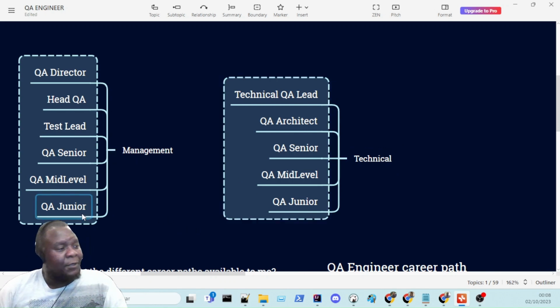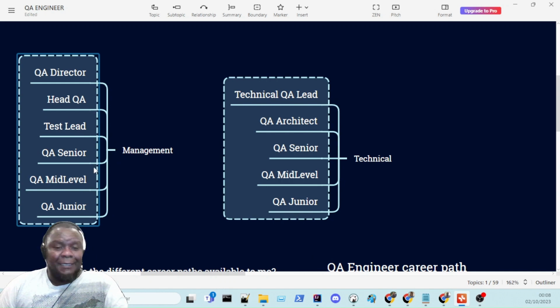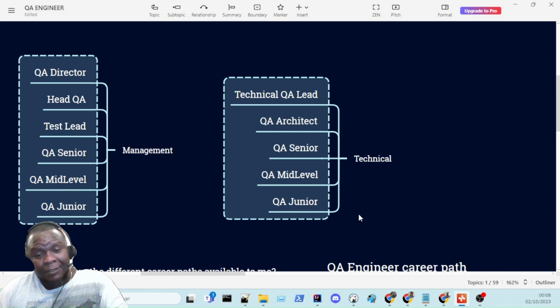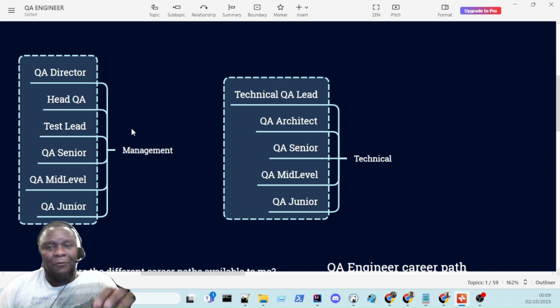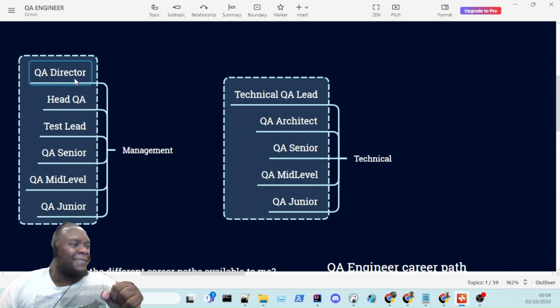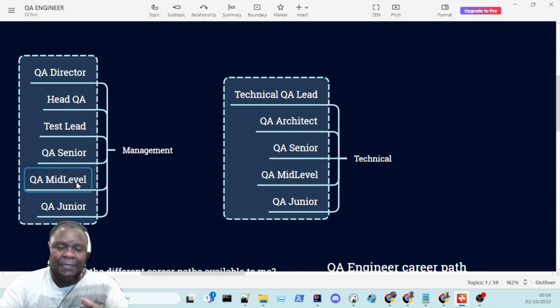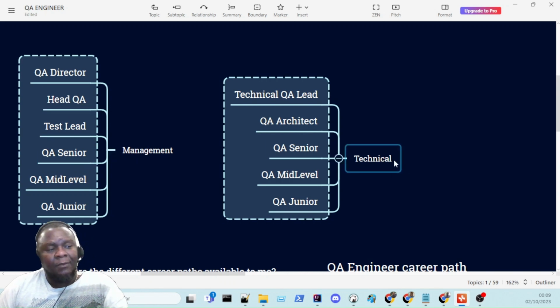You can start here. Just a friendly reminder, right? The career route here can change depending on the company. It's not sealed, it's not written with blood, as they say. But these paths here are what we find in most companies, right? I'm talking about management, and then I'll talk about technical.